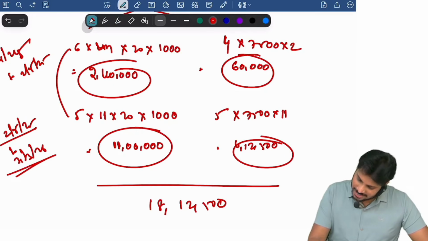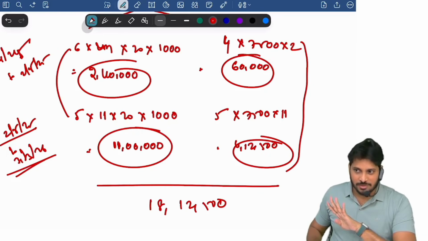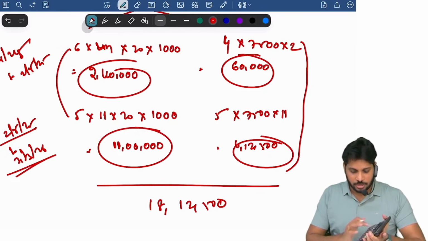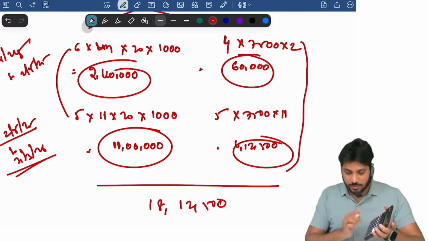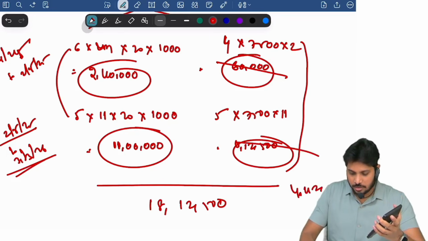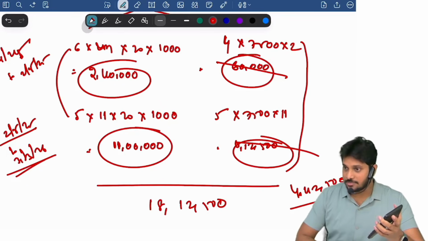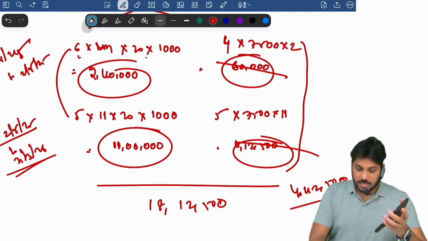4 vehicles, correct. This is where we made a small mistake. 4 vehicles were there throughout 12 months. 4 into 12 months into 7,500 is 3,60,000. We purchased one more vehicle, into 7,500 into 11. Yes or no? From light goods vehicle, the total income is 4,42,500. From heavy goods vehicles, we originally have 6 vehicles.